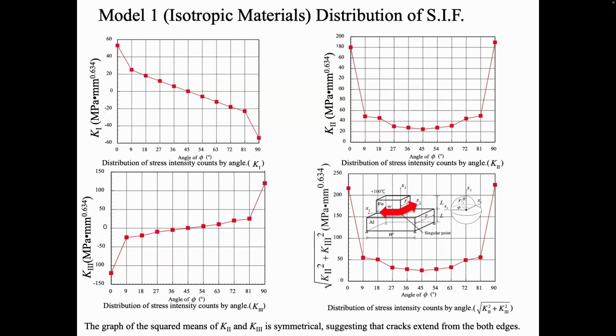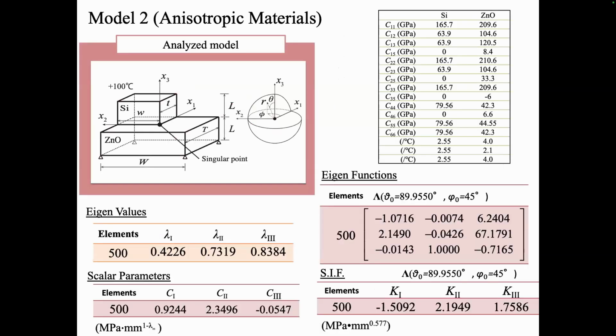This figure shows the squared means of K2 and K3. In this case, K2 squared and K3 squared are symmetrical. It means that maybe the values along the x1 axis and x2 axis edges are the largest. So we can predict that in this case, a crack occurs from the corner and expands along these two edges.